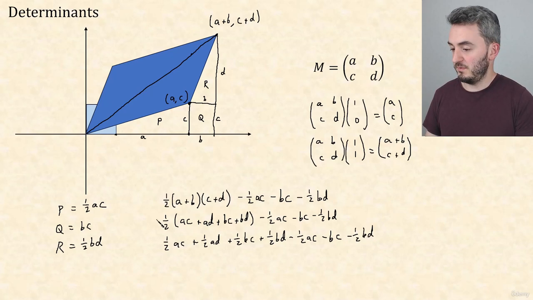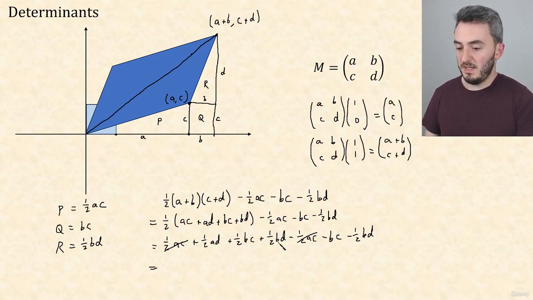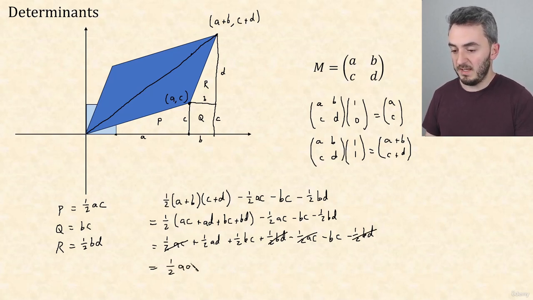Right, there should be lots of nice cancelling now. So half AC is going to cancel with the minus a half AC there. So gone and gone. Half BC, well, we'll sort out the half BCs later. I've got BD here, half BD and half BD here. So that's gone and gone, leaving me just with half AD, and then it's half BC minus BC. So that's minus half BC.